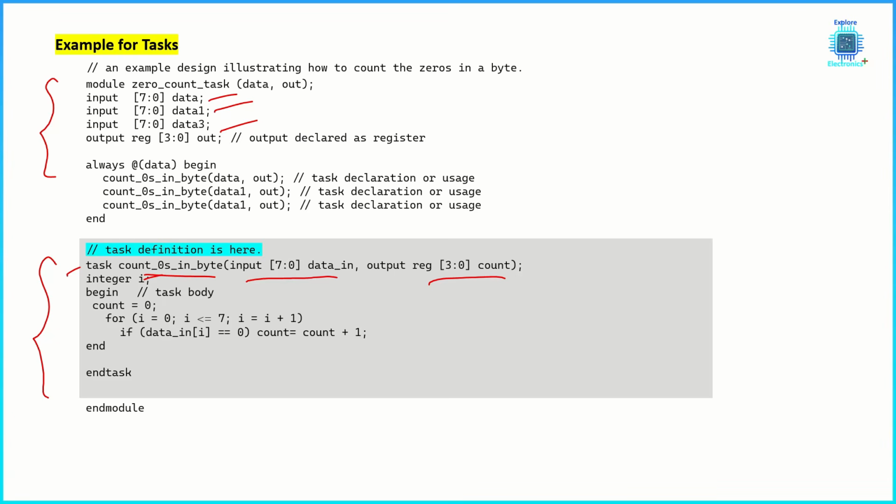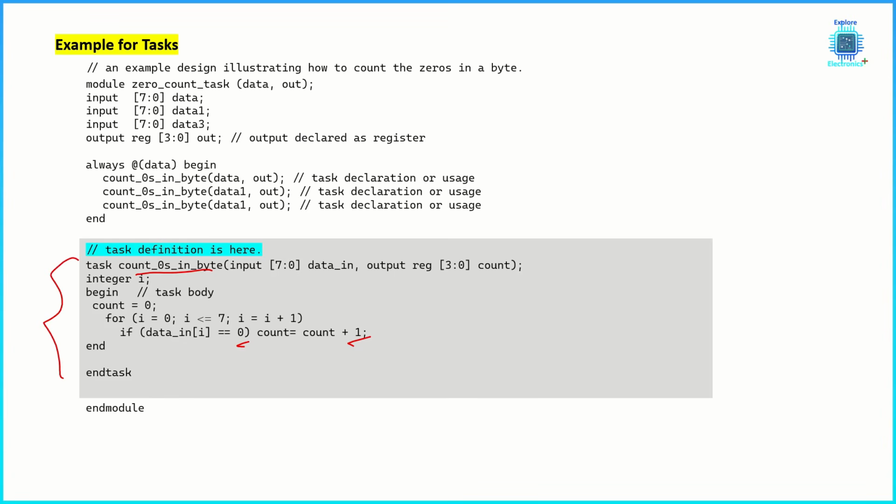Integer i is there to keep the count, and begin and end within the task give us initially count equal to 0. Then a for loop starting from 0 goes up to 7, and it checks whether data_in of i is 0. If so, count is equal to count plus 1. Otherwise, it increments i and again checks for 0 in data_in of 1, then data_in of 2, 3, 4, 5, 6, 7. It will count through 8 values. If any 0 is detected in the 8 bits, it will increment the count. This is the part of the task we have written.